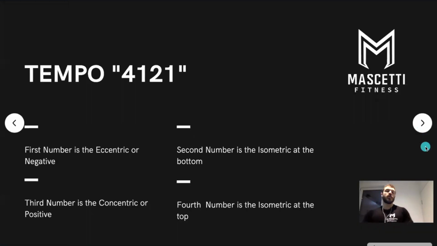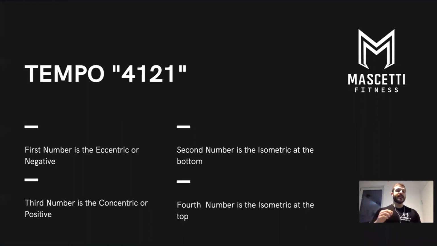So for example, this is probably one of my favorite tempos, especially now that I'm training at home and I don't have much weight available. And you read tempo like this: 4, 1, 2, 1. So the first number is the eccentric or the negative. In this case, the 4 is the amount of seconds that I'm going to take to go down.